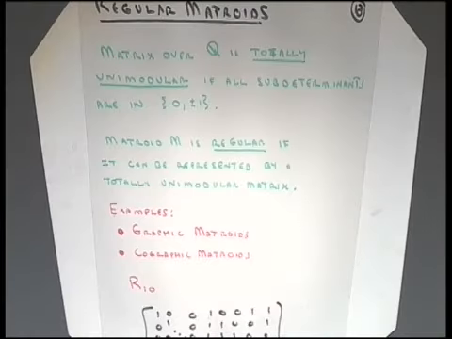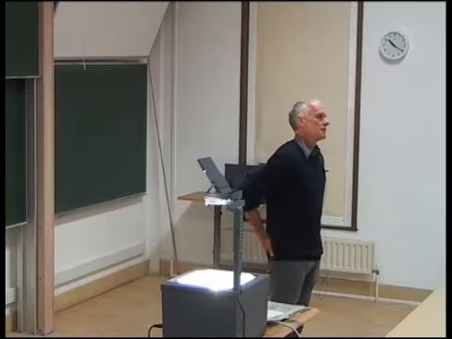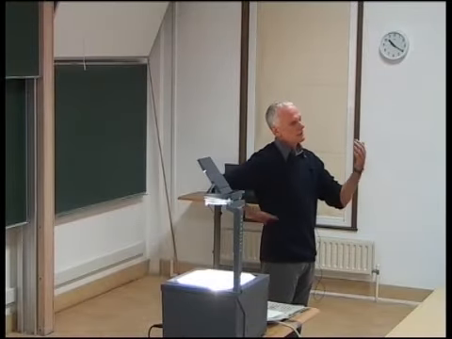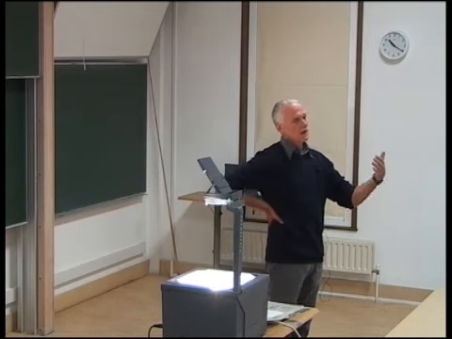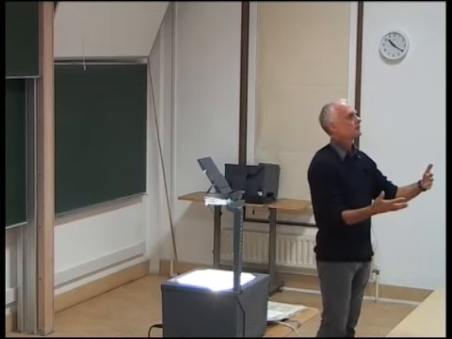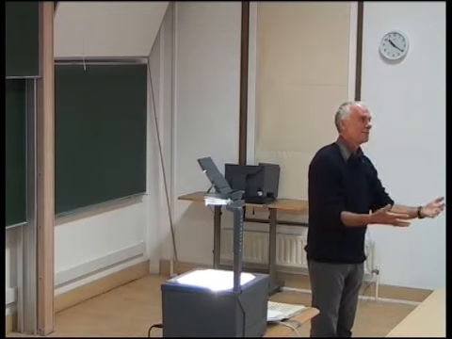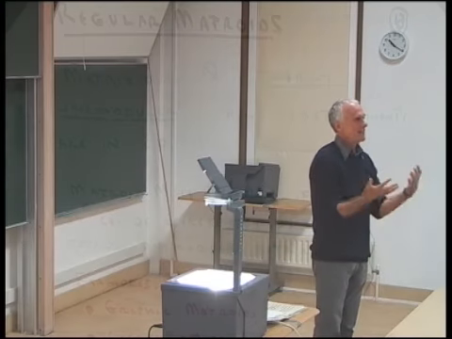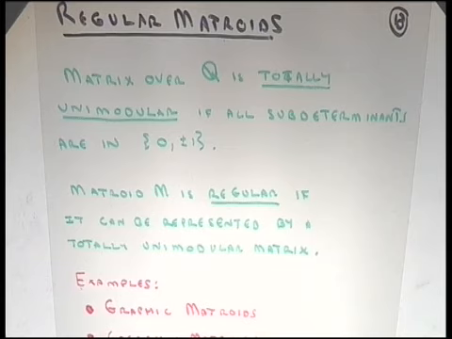Now, totally unimodular matrices just plain arise in lots and lots of situations. But in particular, they arose in combinatorial optimization. And the observation is that a lot of integer programming problems can be easy if the matrix is totally unimodular, because the optimal solutions for the linear programming problem will always be integral.